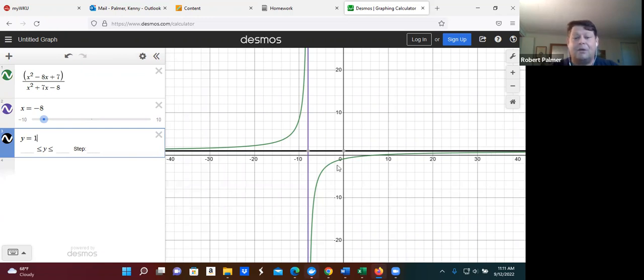Now, we said a graph can never cross a vertical asymptote, but it can sometimes cross a horizontal asymptote close to the origin. But out here, it won't cross this horizontal asymptote. Okay, good. So what we see now is what we expected to see: one horizontal asymptote, one vertical asymptote.